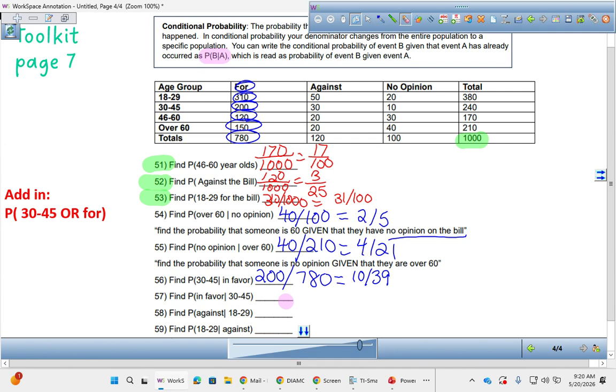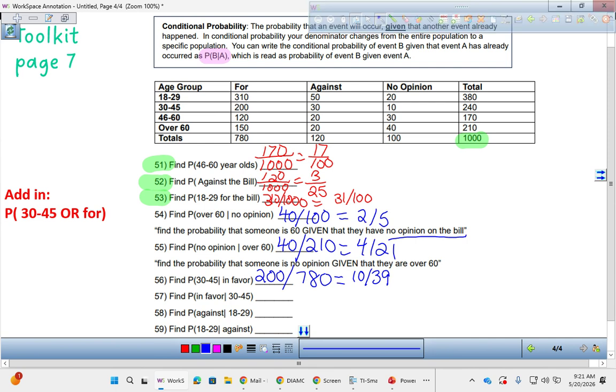It seems like the next question is similar, but it's not. It's flipping the condition. And when the condition is flipped, then I'm looking at a different category of people. So it says, find the probability that somebody is in favor of the bill under one condition. They've got to be 30 to 45 first. So now I'm focusing my attention on the 30 to 45-year-olds.